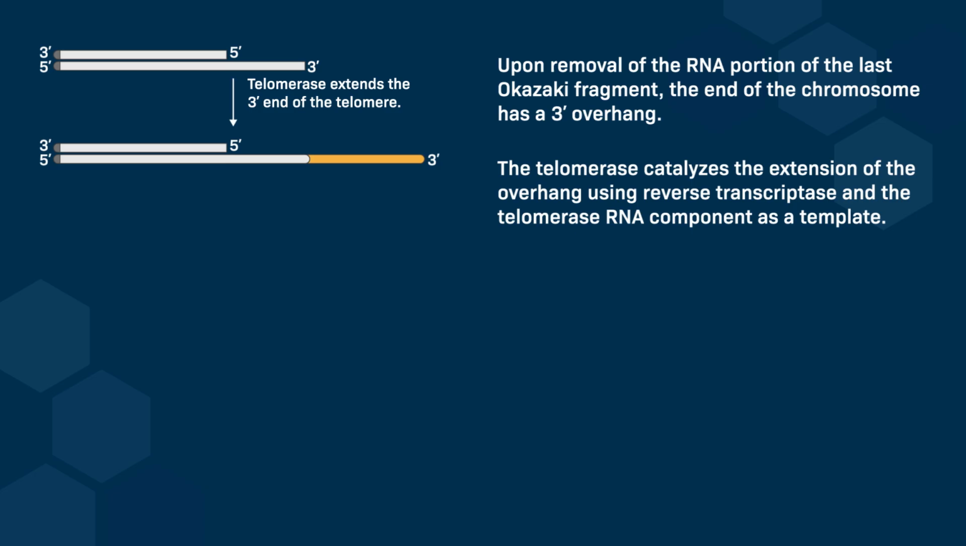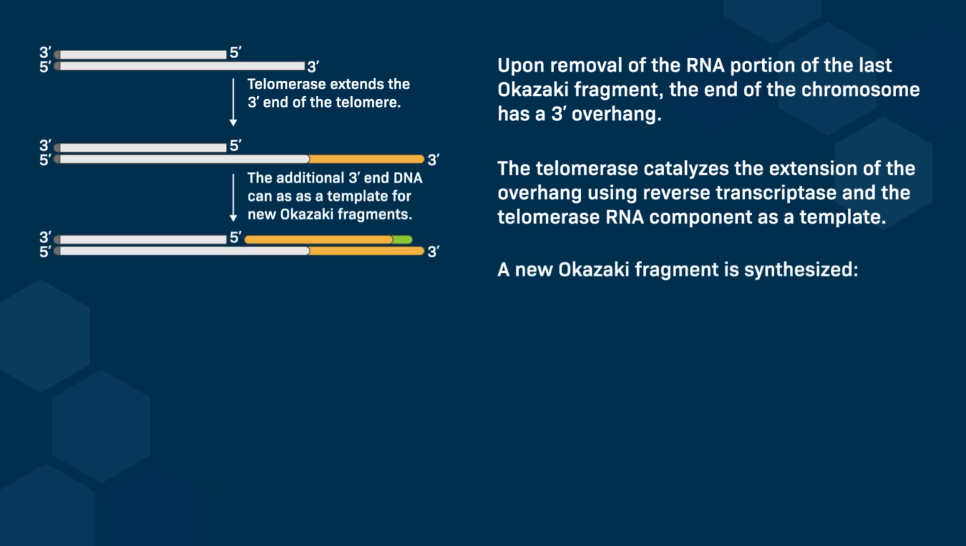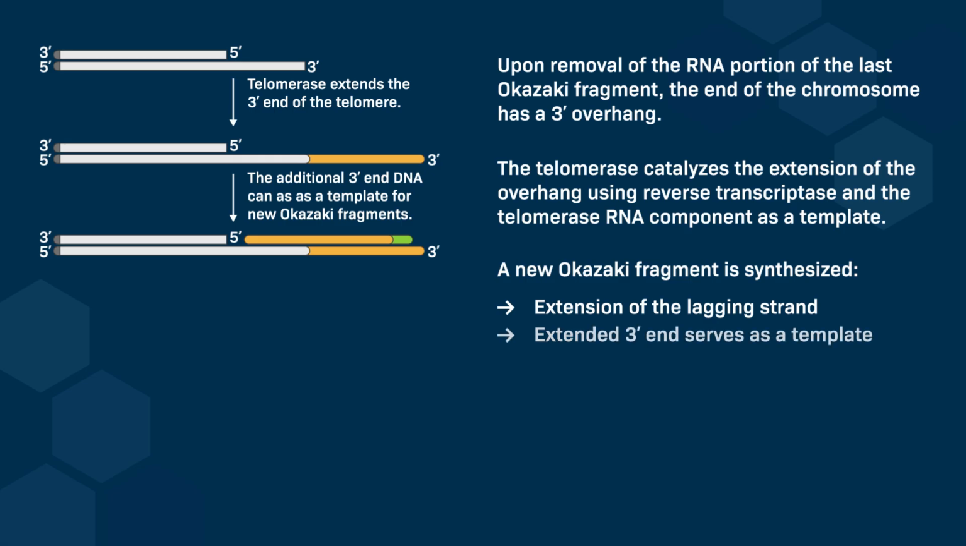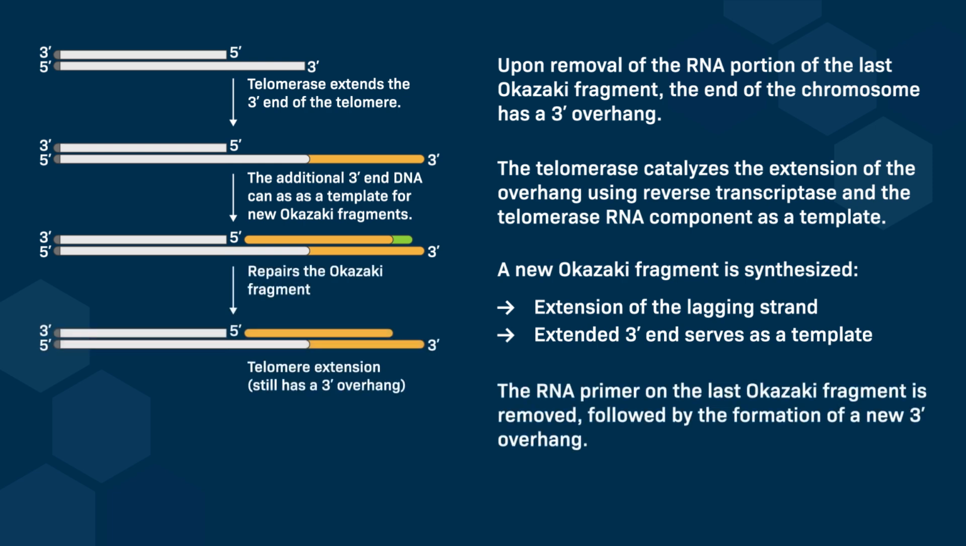This extension process is catalyzed by the reverse transcriptase activity of telomerase, which uses its RNA component as a template for adding DNA repeats. Once the 3' overhang is extended, a new Okazaki fragment can be synthesized, extending the lagging strand. The extended 3' leading strand now serves as a template for this process. After the RNA primer of the last Okazaki fragment is removed, a new 3' overhang is formed. However, because of the prior extension of the 3' end by telomerase, there is no loss of genetic material.